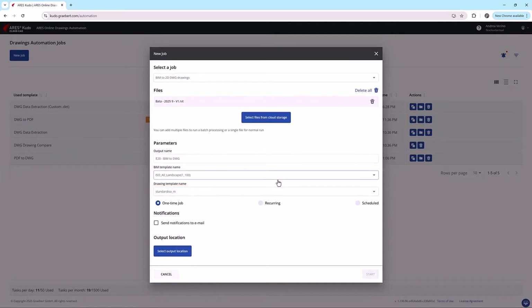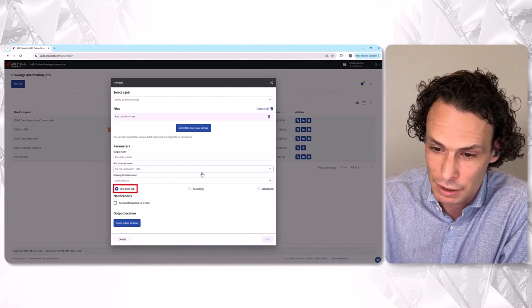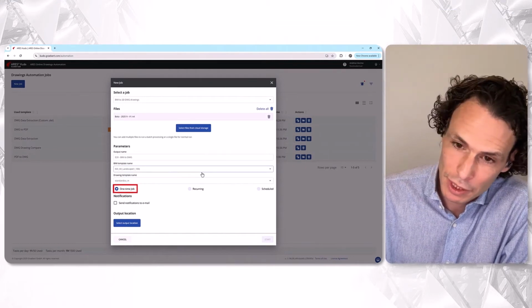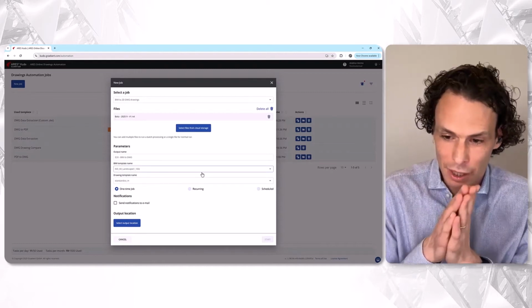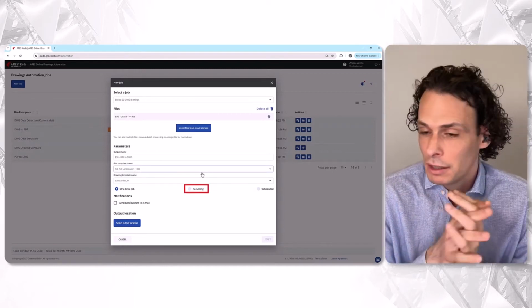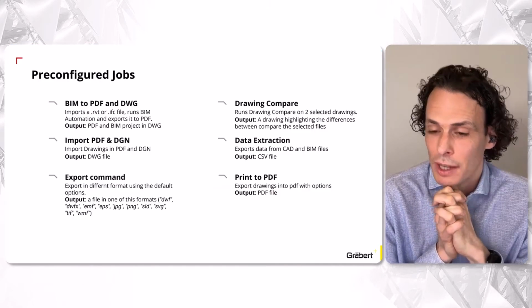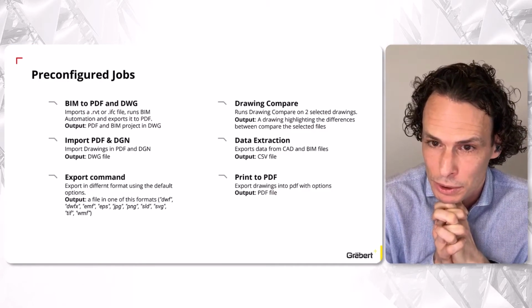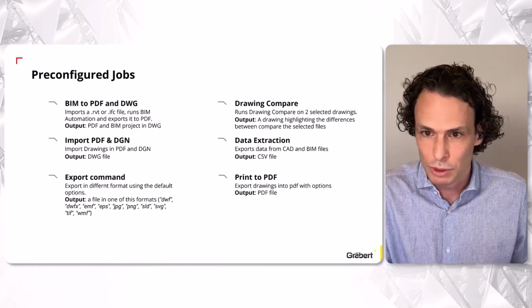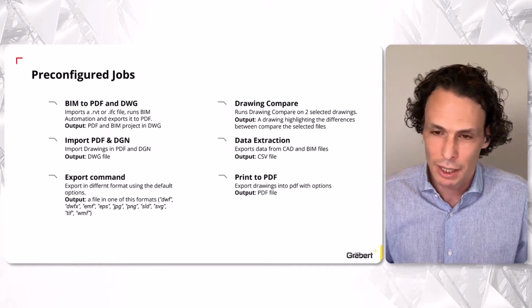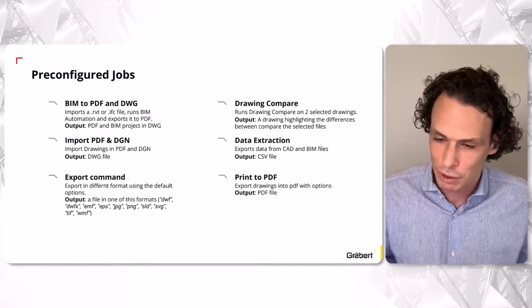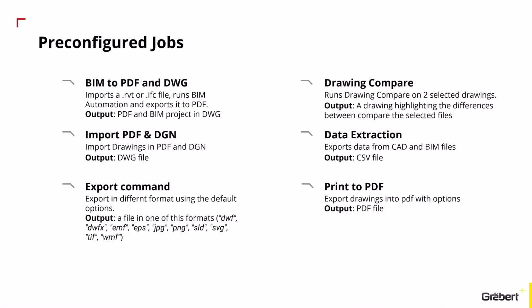You can configure the job with the state you want, whether you want that job to run only once, multiple times, or on a trigger. And then you select the output format and place. And once you're done, the job gets run. And so what we offer you today is basically a number of use cases that we think make sense for our ARES Kudo users, right? So one of them is the BIM to DWG use case, but we also allow you to automatically import DGN or PDF. Any of the export features that you know from ARES and ARES Kudo are available.